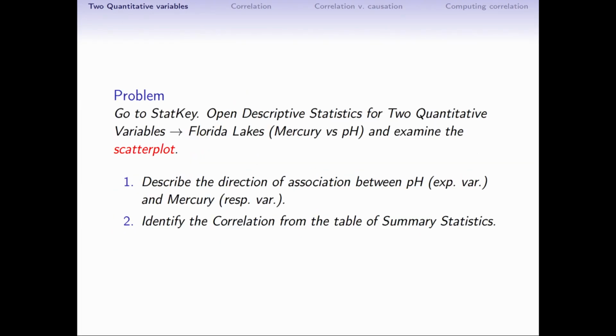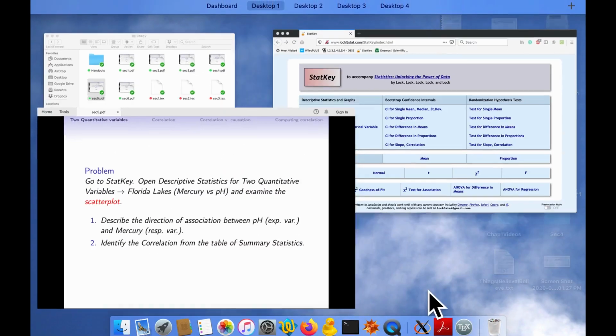Let's take a look at our first task. We go to StatKey. We're going to open descriptive statistics for two quantitative variables, and we're going to look at the file called Florida Lakes, Mercury versus pH, and we're going to examine the scatter plot. We have two tasks. First, describe the direction of association between pH and mercury, and two, identify the correlation from the table of summary statistics. Let's take a look at the data.